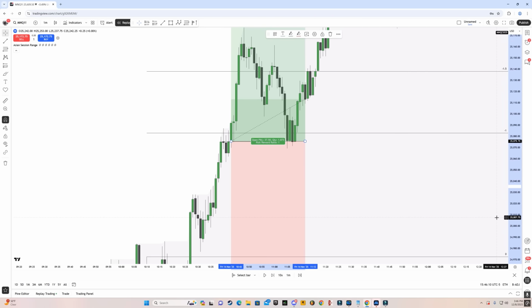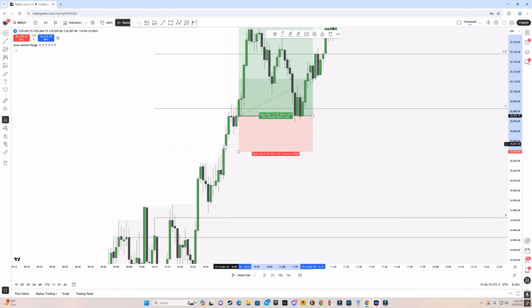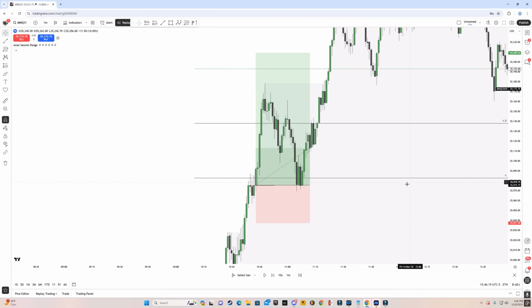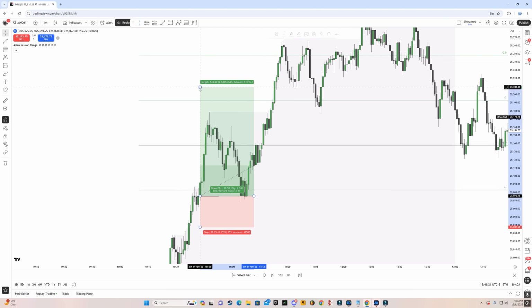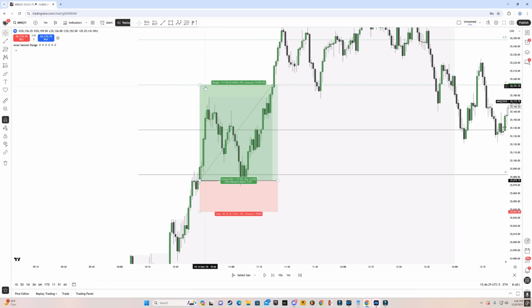So that is one PD array. And then below that, we have this fair value gap, right? So I'm going to put my stop here just to be on the safe side. And I'm going to target at least 1 to 2. So right here, -2 is a perfect target for 3RR. Now, you're only going to go break even if the price hits -2. You're not going to go break even before that. You're just going to let the probabilities play out, okay?